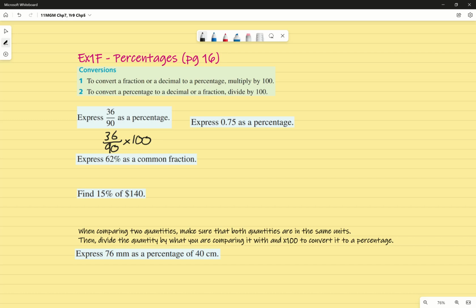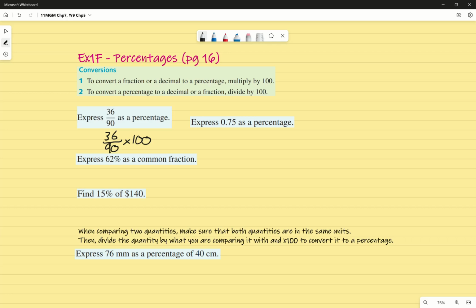Change the 90 to 100? Yep. So we don't need to change the 90 to 100. We're just multiplying it by 100, but we do need to do something to make it a little easier to work out. So, yeah, simplify it. Absolutely. So how will we simplify it? So 36 on 90, can we take anything out? 3 out of both, sure.